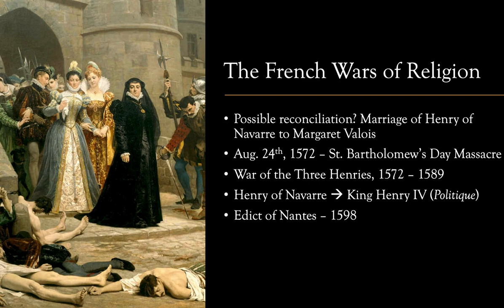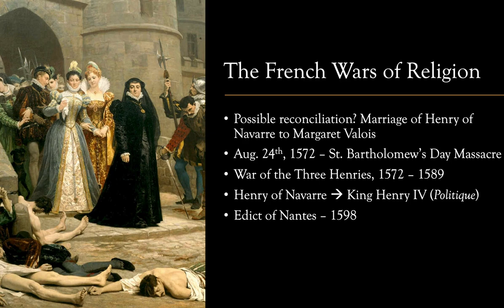But shortly thereafter, Henry of Guise would be assassinated by supporters of Henry III, and then shortly after that, Henry III would be assassinated by rival Guise supporters, which leaves the victorious Henry, Henry of Navarre. And because he is not only the surviving Henry, but he also has a family connection to the throne, he becomes the new king of France, King Henry IV.